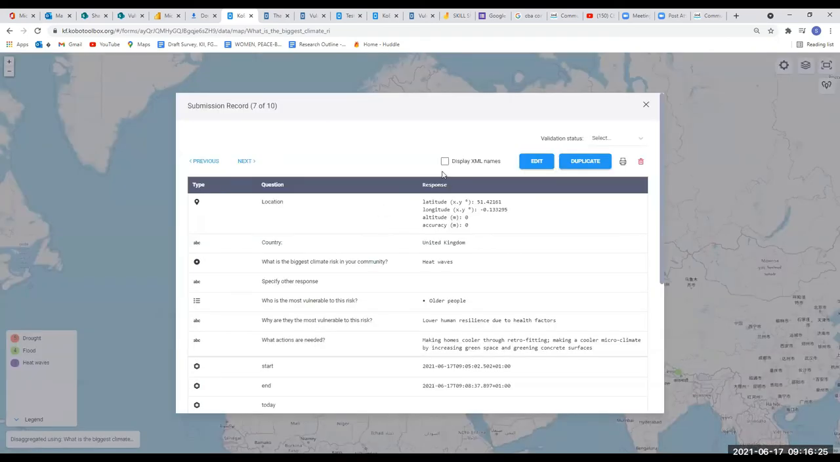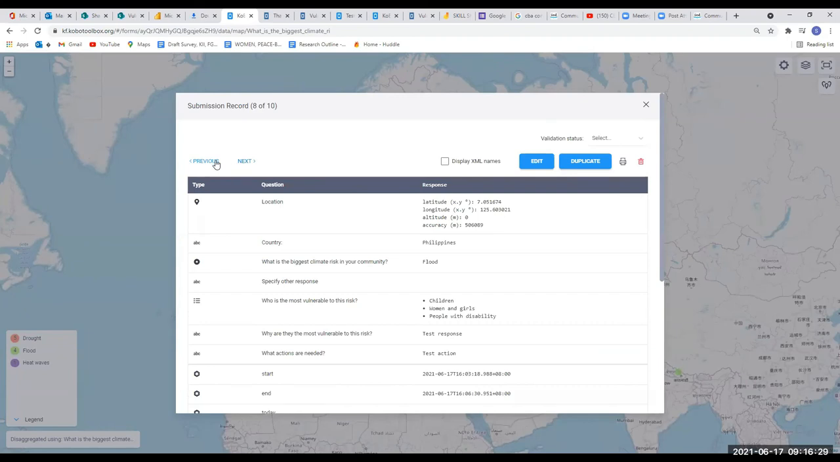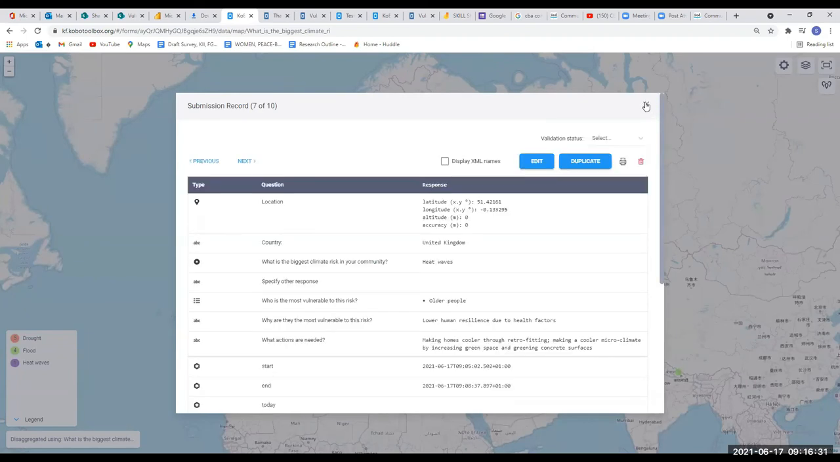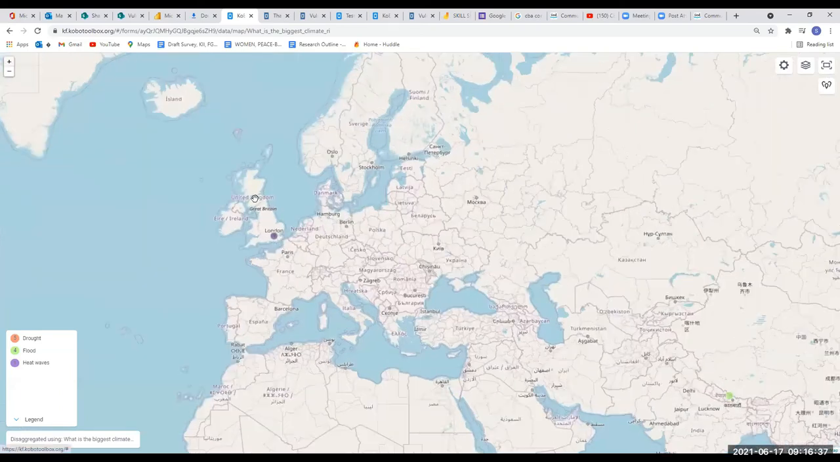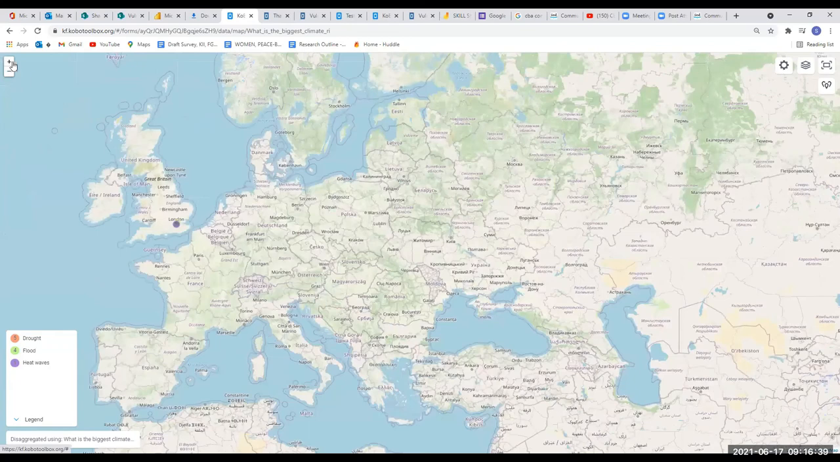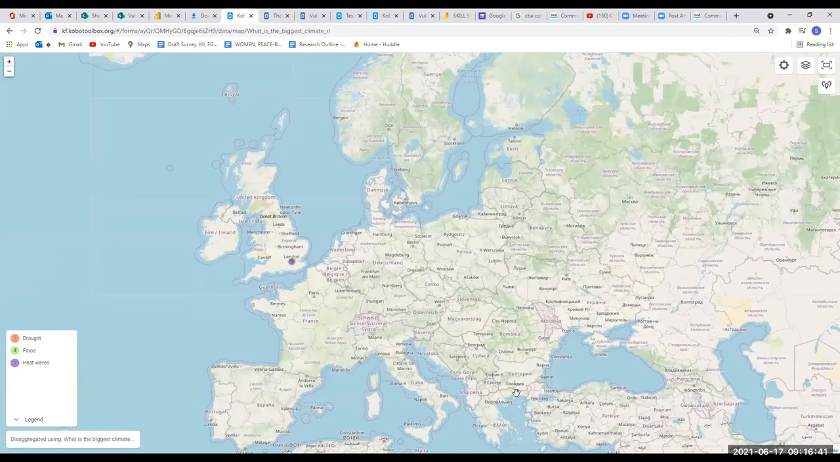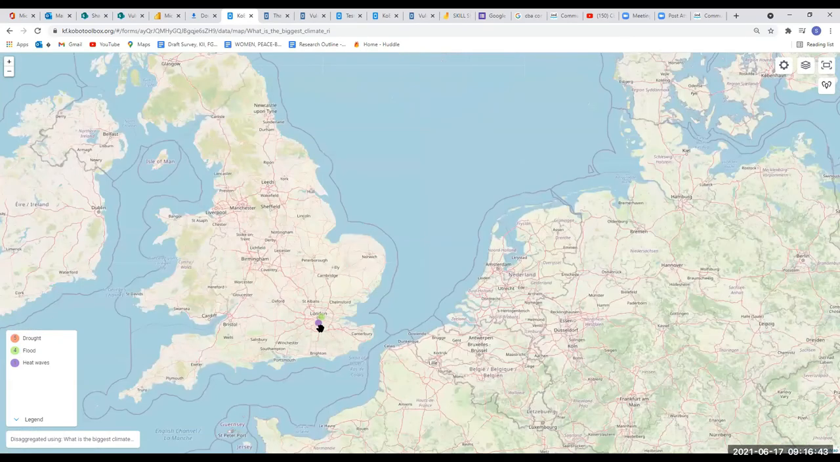Yeah, for London, United Kingdom, we got one. Oops, sorry. Let me zoom in. Yeah, there are two risks. One is heat wave, the other one is flood. Brilliant. Okay, so thank you.